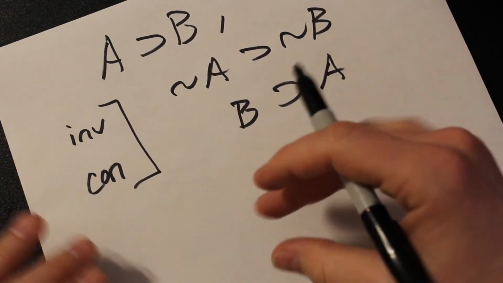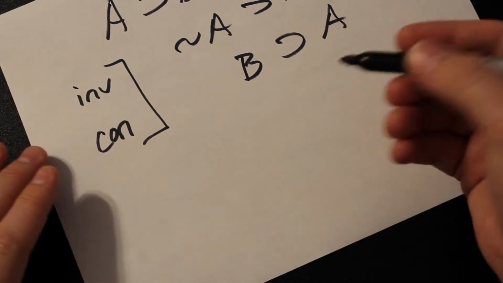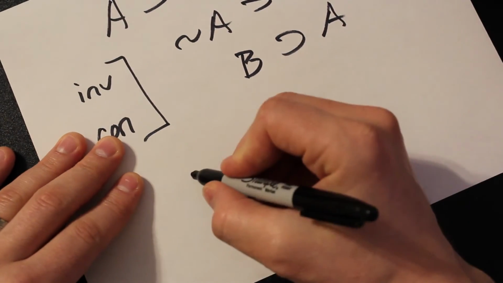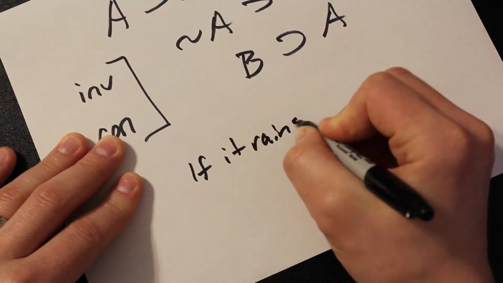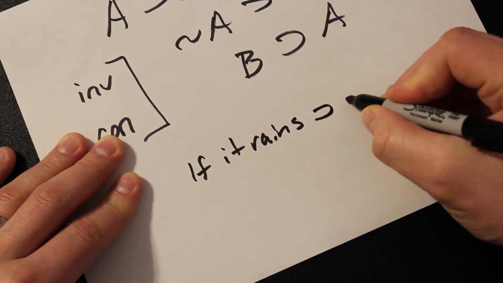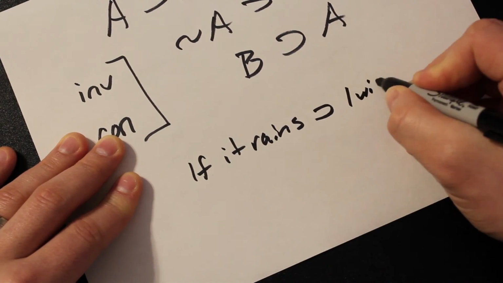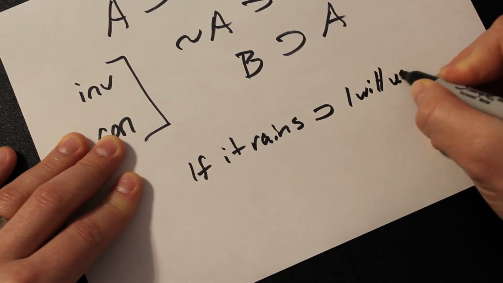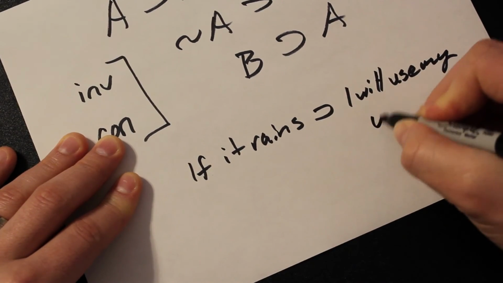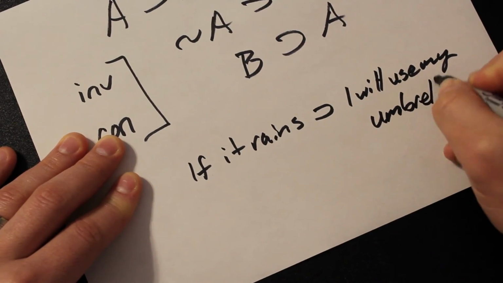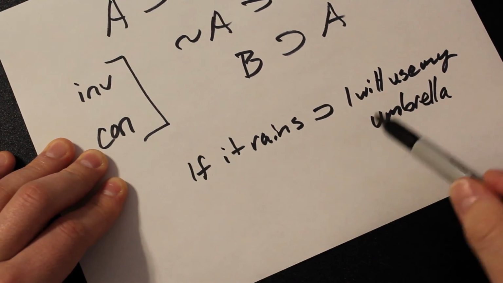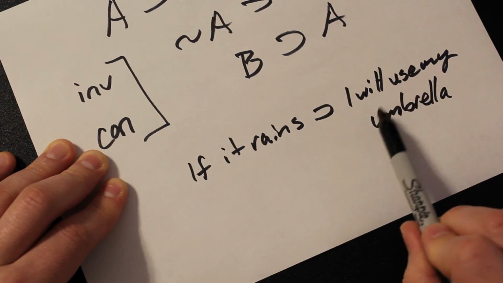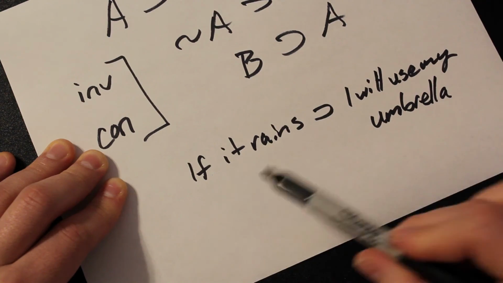You don't want to take a statement and make a converse error. That would be like saying, if it rains, then I will use my umbrella. To say the converse would be to say, if I use my umbrella, then it rains, which may or may not be true, depending on this first sentence. If the first implication is given as true, you can't necessarily conclude the inverse or the converse.